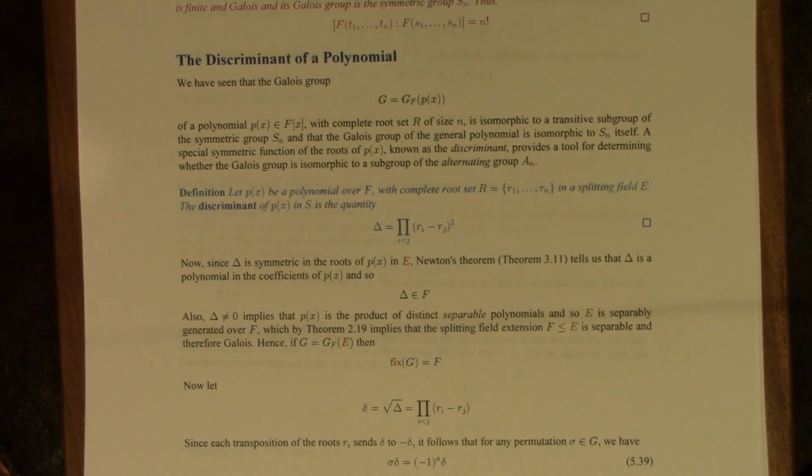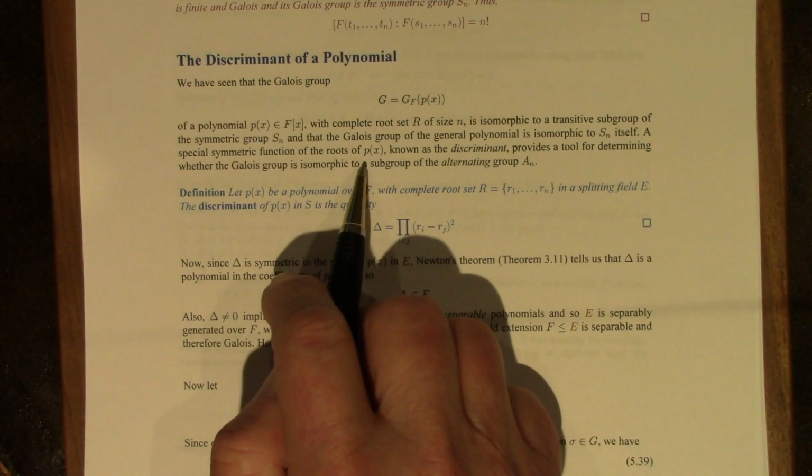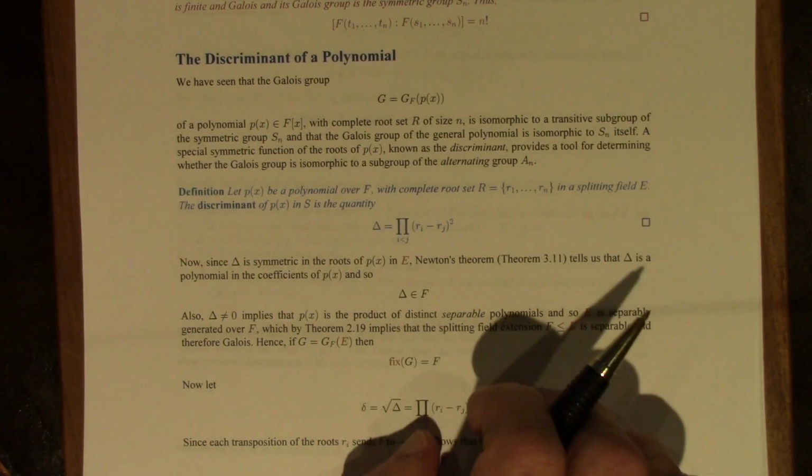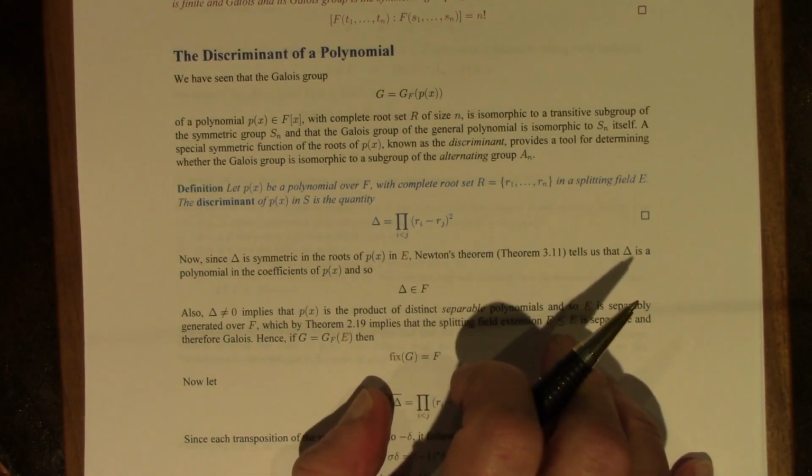There is a special symmetric function of the roots of the polynomial known as the discriminant that provides a tool for determining when the Galois group is isomorphic to a subgroup of the alternating group An. In other words, when the Galois group consists strictly of even permutations of the root set. So let's take a look at that now.